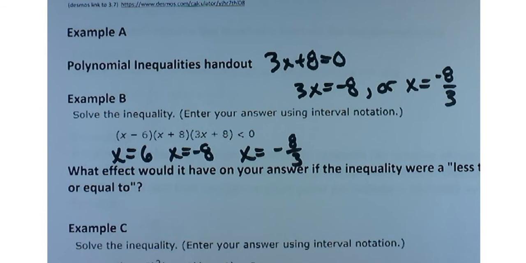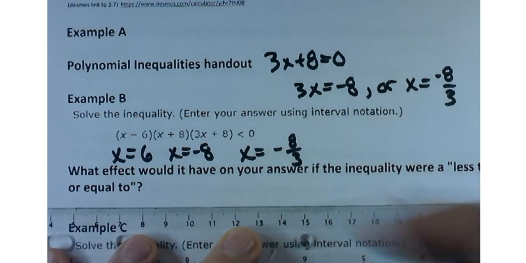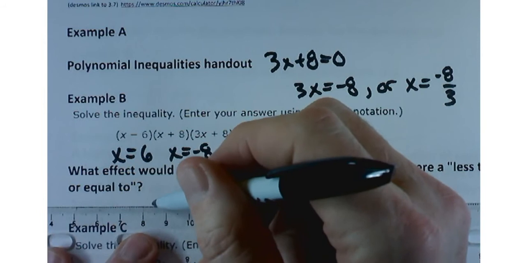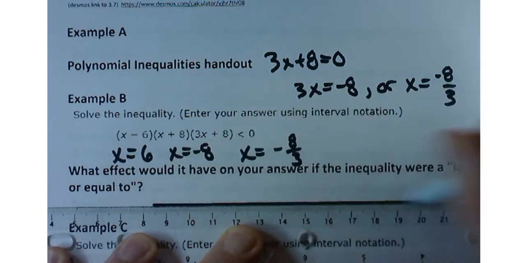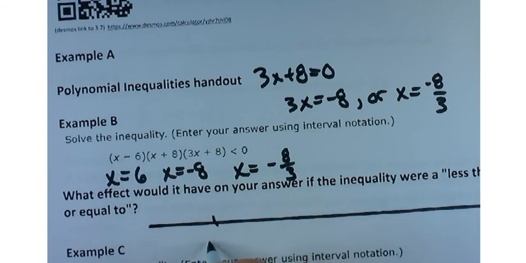Well, let's see what that brings up for us. I'm going to put these numbers on a number line. And the only thing that really matters is that I have them in the right order. I don't really have to worry about spacing them out correctly too much. So down here at -8, and then here at -8/3, and finally up here.